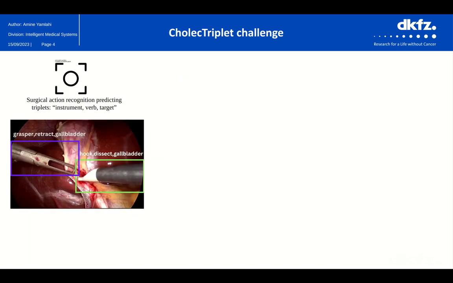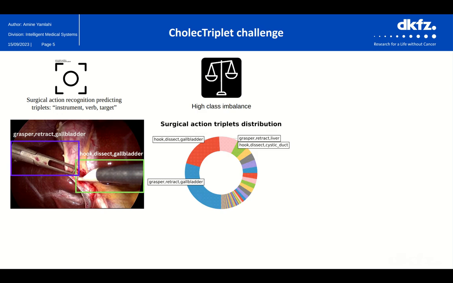We present our submission to the Codec Triplet Challenge. This challenge introduced a dataset comprising 100 classes, each composed of triplets denoting instrument, verb, and target. Notably, these 100 classes exhibit significant imbalances mirroring the real-life scenario of surgical procedures, where certain instruments, such as graspers, are more frequently employed than others.